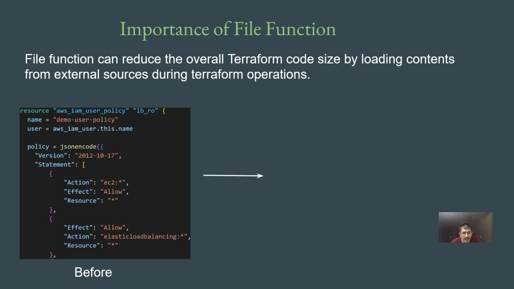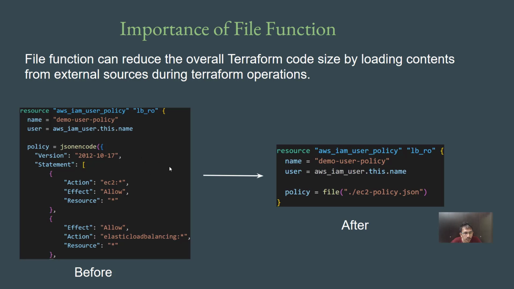Now using the file function, you can move this entire JSON code to a separate file. In this case, it is called EC2 policy.json. And you can make use of the file function here. So if you see here, policy is equal to, then you add the entire JSON code here. However, instead of doing that and making your Terraform code size much larger and difficult to maintain, you have added this entire code in a JSON file and you are loading that file using the file function. So now if you compare the overall size, it is much more trimmed down and it is also much easier to read.